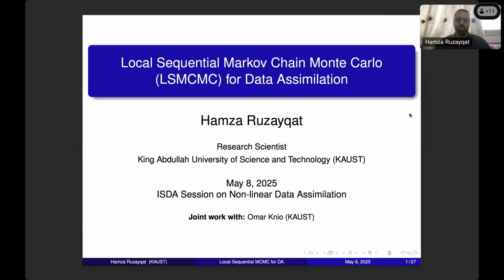So today I'll be talking about local MCMC, sequential MCMC for data assimilation. This is something that I think is unusual for most of you. Usually people use the ensemble Kalman filter methods or particle filter. This is based on some work with collaborators from Imperial College London and UCL, as well as Omar Knio from KAUST. In particular, the localization is only with Omar.